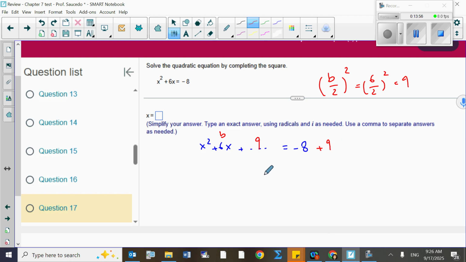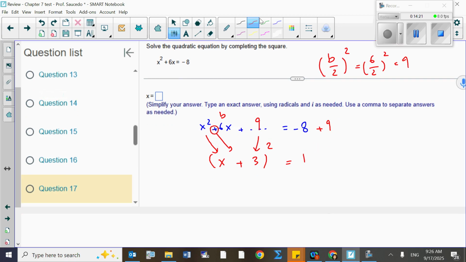Now it's time to make the left side a perfect square. What are you going to do? Just take the square root of the first term, which is x. Square root of the third term, this is 3. And take the sign that you have here, move it down here, plus 3. And the right side is -8 plus 9, which is 1. So now we have (x + 3) squared equal to 1.